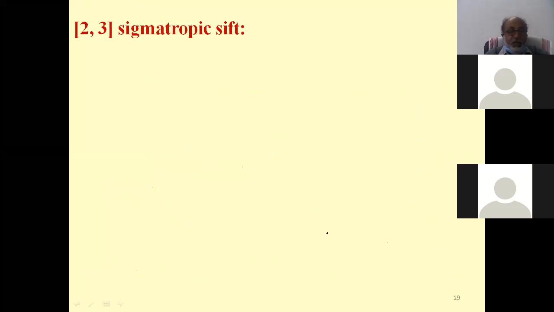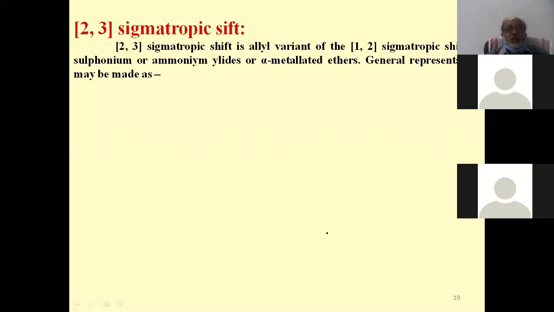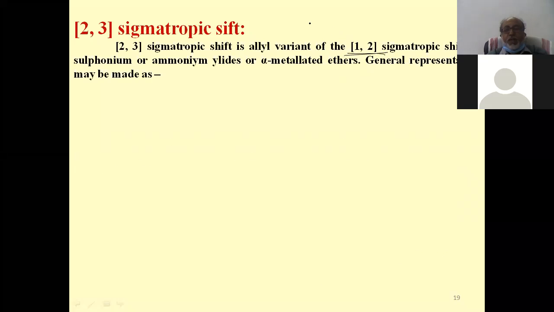Now let us quickly come to this one. This is a very, very important thing. I'm going to give you two questions after this. You will try to solve it. Let us finish it. 2,3 sigmatropic shift. The earlier one was the 3,3 sigmatropic shift. Here, the 2,3 sigmatropic shift is the allyl variant of the 1,2 sigmatropic shift. The 1,2 sigmatropic shift we have not taken here.